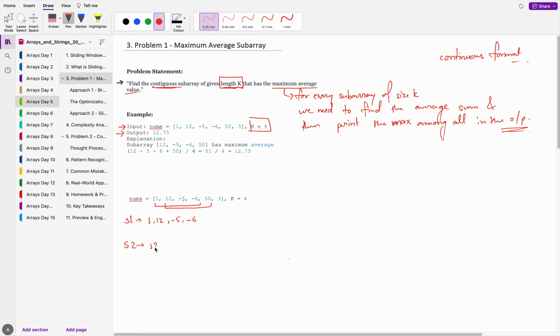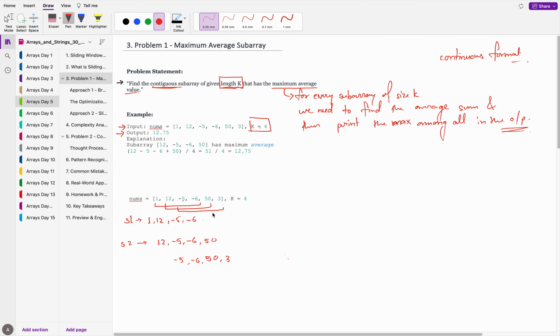So 12, minus 5, minus 6, and then 50. This is my S2. What is my S3? Subarray 3 would be till here: minus 5, minus 6, 50, and then 3.